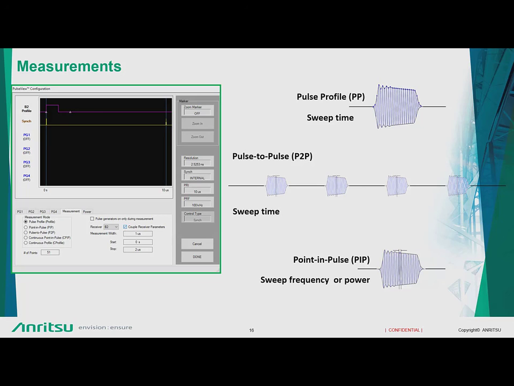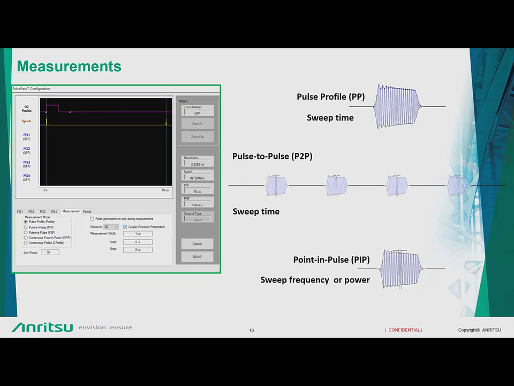So that is basically pulse to pulse, and all these things that I'm explaining here, I have covered in detail in a video demonstration file in this lecture series. And then the point in pulse is basically if you want to analyze a particular point in a pulse, and you really want to dig deep as to what is happening inside that pulse.